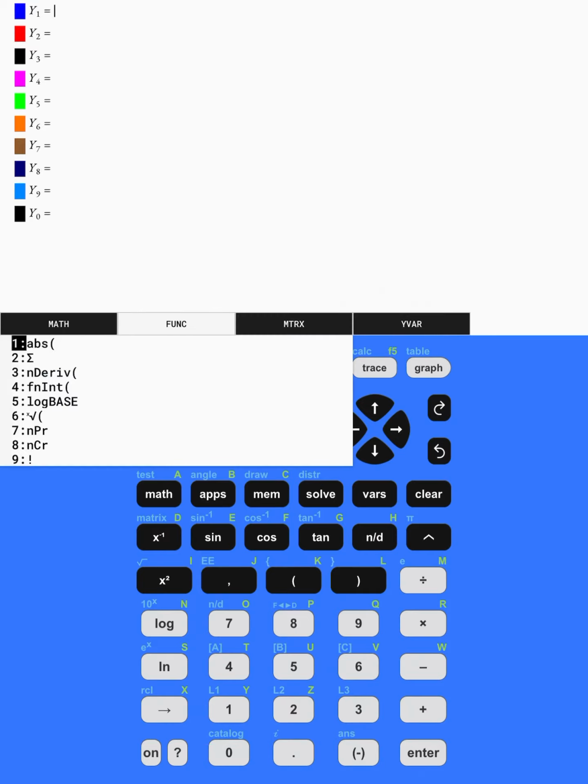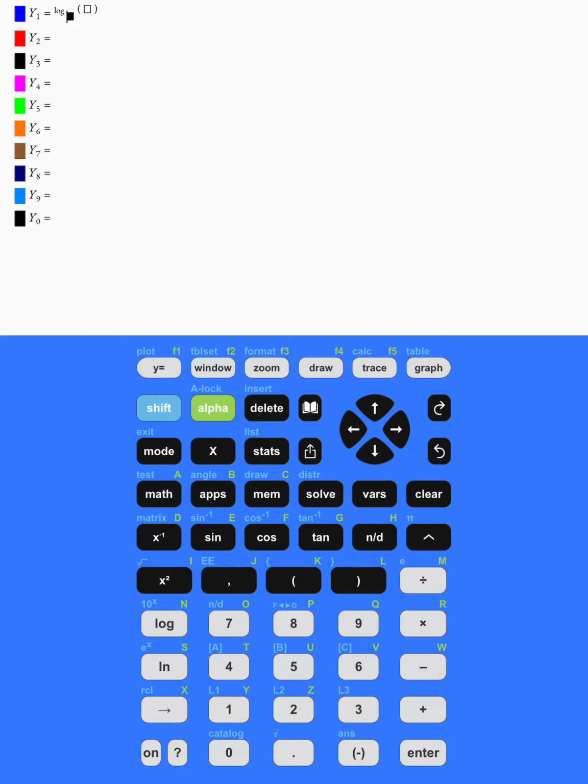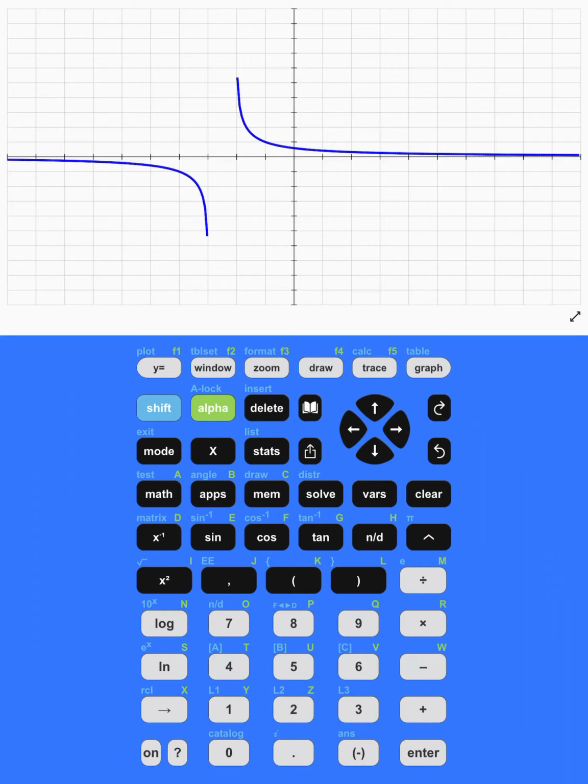So for the newer version calculators, you're going to have to do alpha window number 5, and you're going to have to put that base of 2 in. And then at the top, you're going to write x plus 3 divided by, in brackets, x plus 2. Close your brackets. Now we're going to use the standard window. So -10, +10, -10, +10, and then we'll graph it.